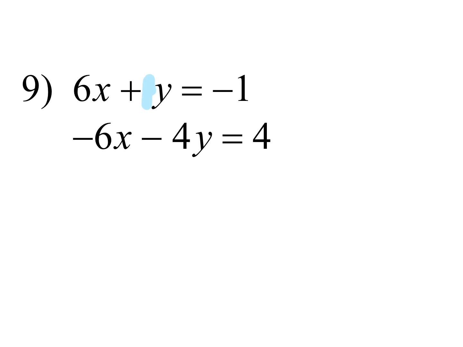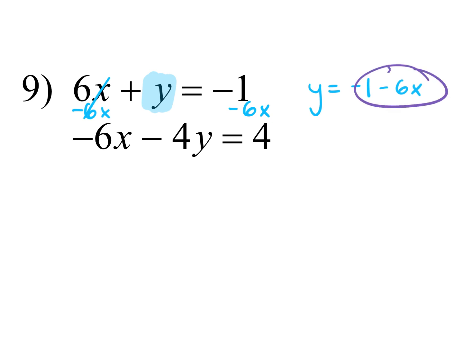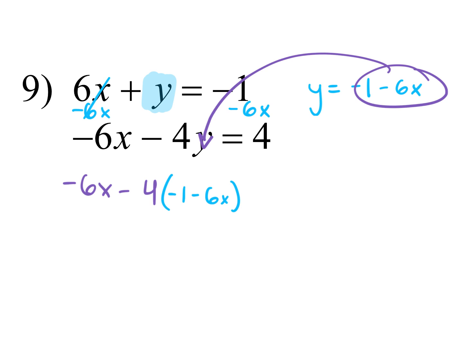Y is a good choice because it's already just y. We have no number in front of it. Anytime you have a variable with no coefficient, that's the one you want to solve for. So we're going to subtract 6x to the other side, so y is equal to negative 1 minus 6x. Now we take what y is equal to and substitute it into y in the other equation. So negative 4 times y, and into the y spot we put negative 1 minus 6x, is equal to 4.